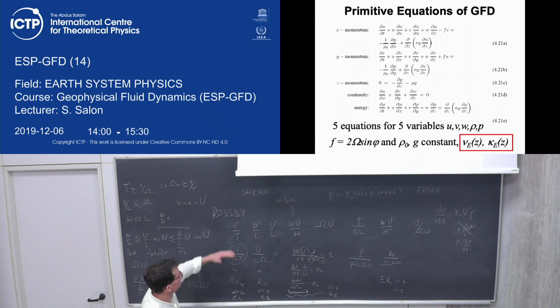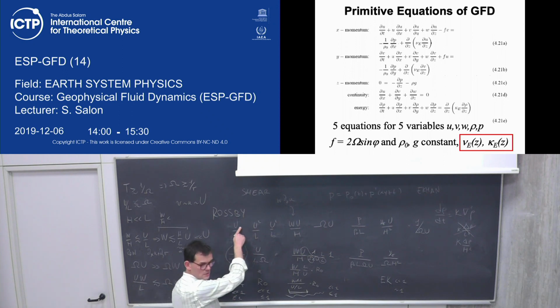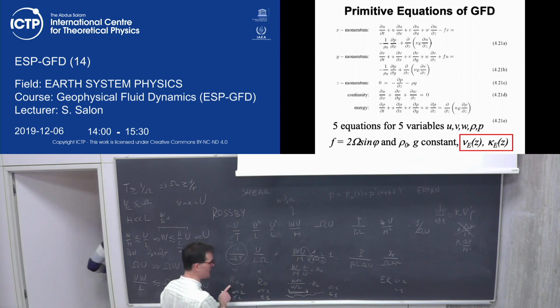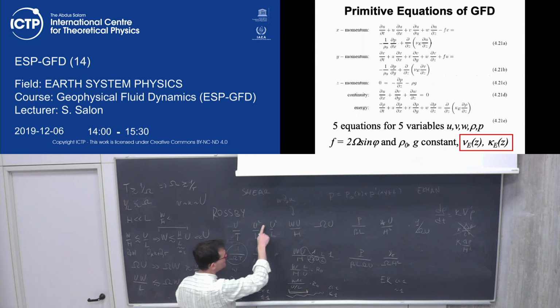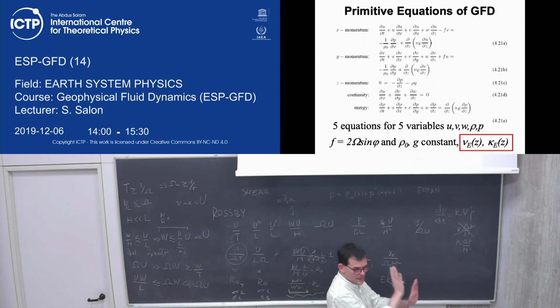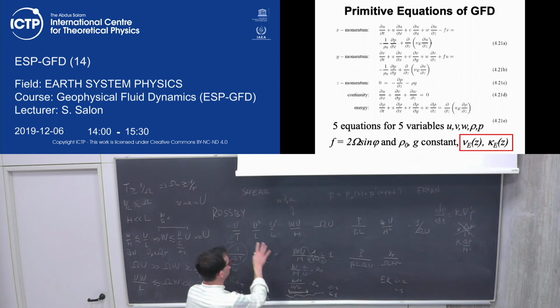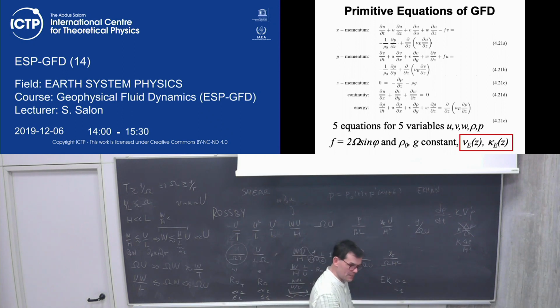So Rossby is when I compare local time variation with respect to the Coriolis, and I obtain the temporal Rossby number. Here I am comparing the advection term, the horizontal advection, with Coriolis, and I obtain Rossby. Here I'm considering something completely different, which is the friction. So it's the vertical friction compared with the Coriolis, okay? So these two consider only the horizontal plane. This is something that considers also the vertical plane, because it becomes important when we are close to a boundary.